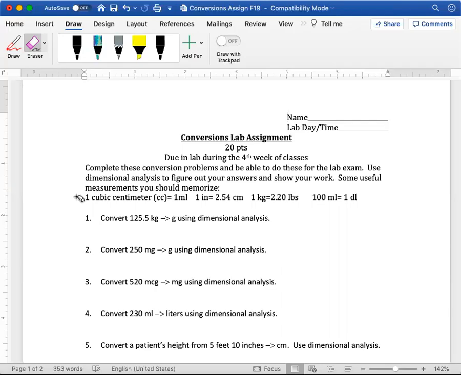Measurements you should memorize. 1 cubic centimeter or 1 cc is 1 milliliter. 1 inch equals 2.54 centimeters. 1 kilogram is 2.2 pounds, and 100 mils is 1 deciliter.